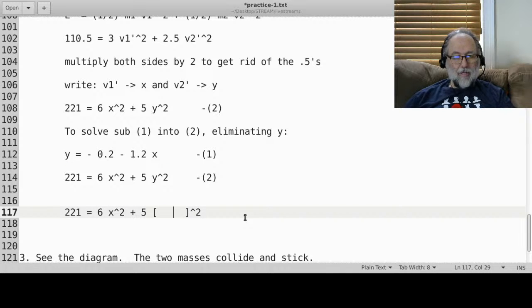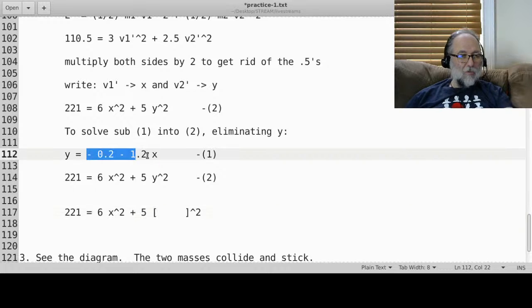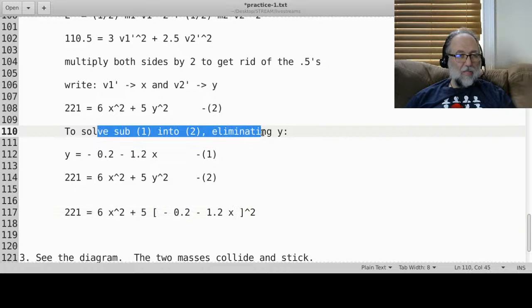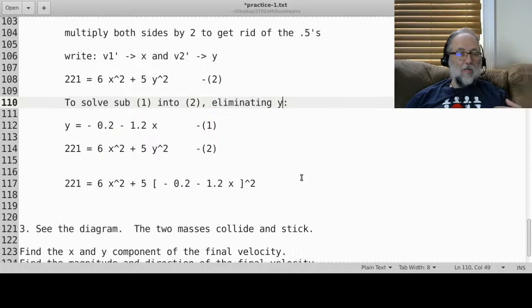I mean, it was y, like that, but equation number 1 says that y is equal to this whole mess, like that, and so there you go. Okay, so that's what this English means. It means you take number 1, you substitute in number 2, and you eliminate y. Okay, so there we go.